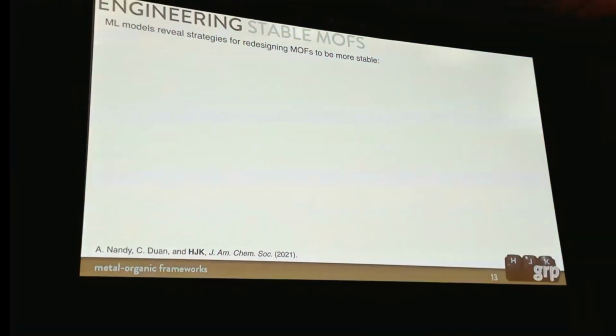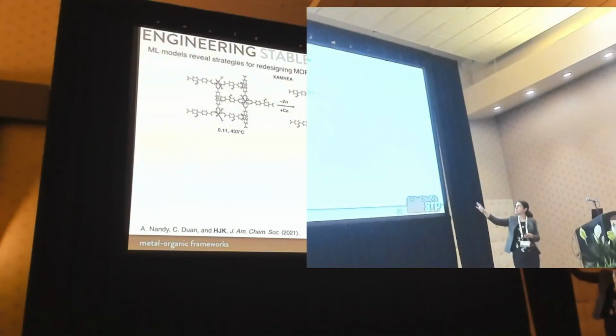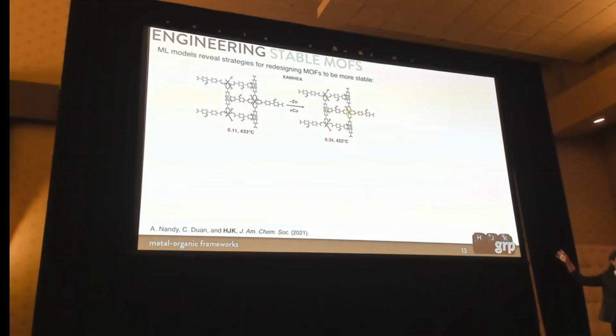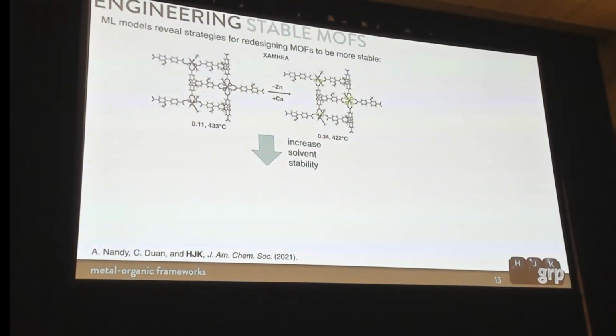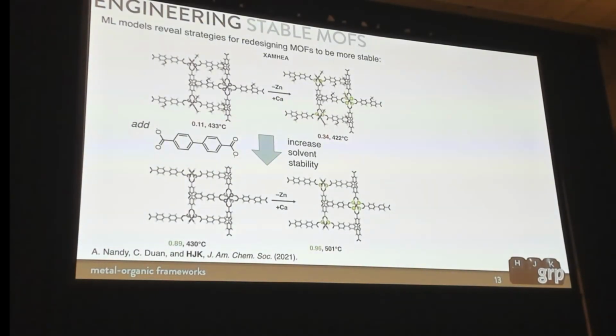So the goal is to come up with strategies, using these models to predict when MOFs will be more stable. For instance, here's a MOF that lacks activation stability. We can swap out things for calcium, but that doesn't improve the activation stability. Instead, our model really looks at the epoxy, and swapping that out improved the activation stability.